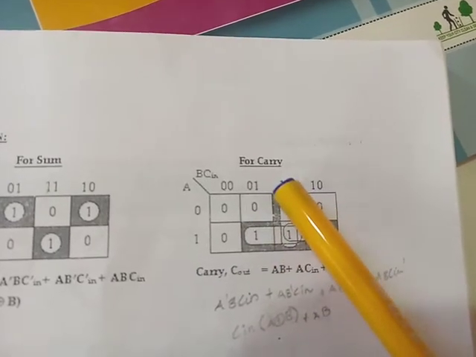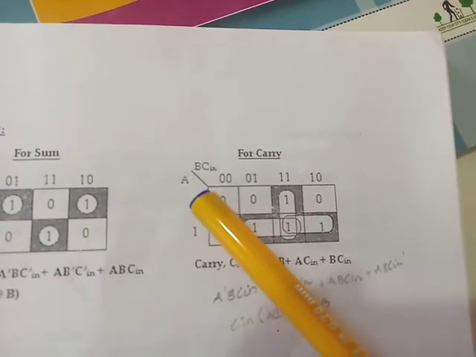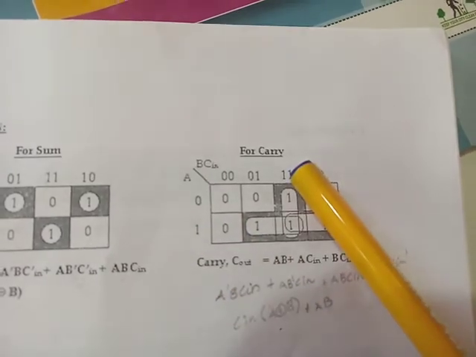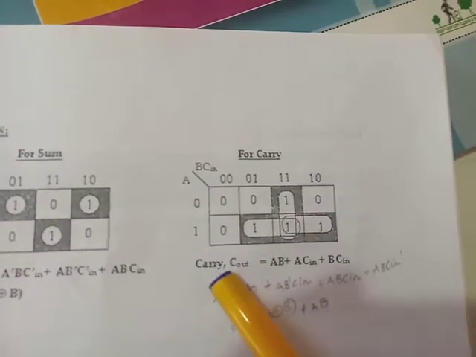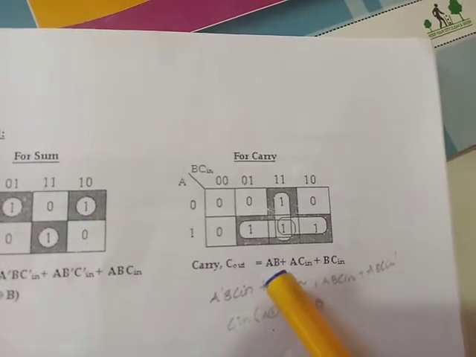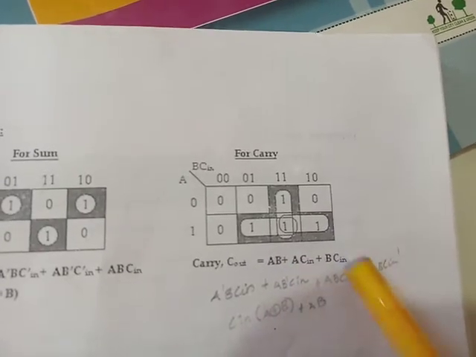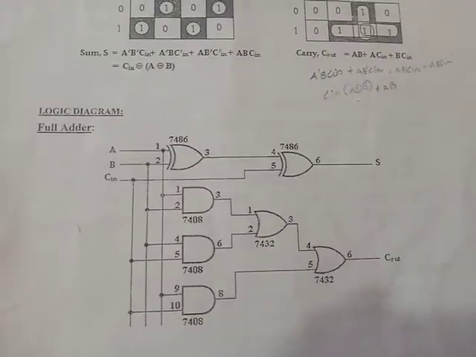Vertical combination. Here I can write A or complement, so this will get cancelled, so BC in. So this is the carry expression: AB plus AC in plus BC in, right? So this is the logic diagram.